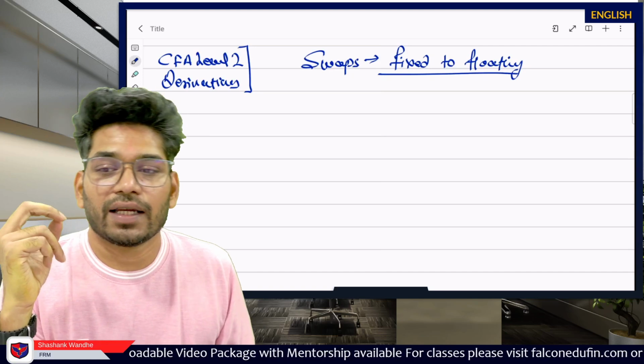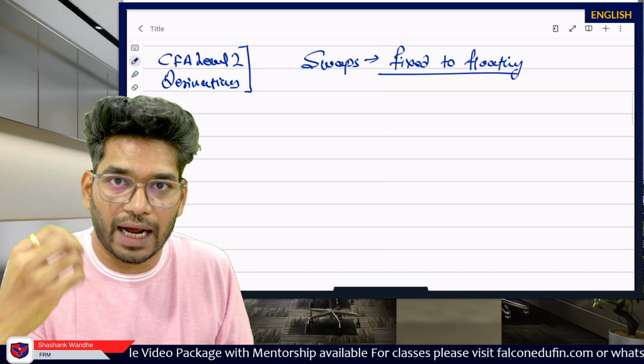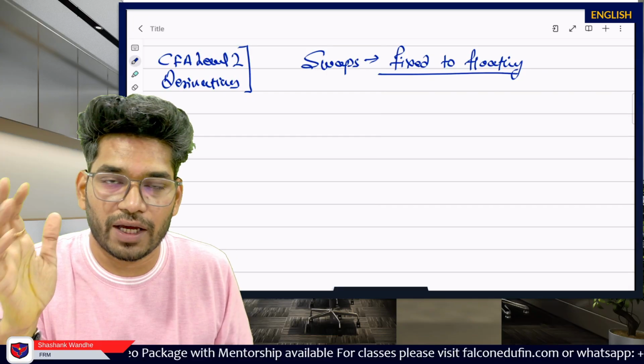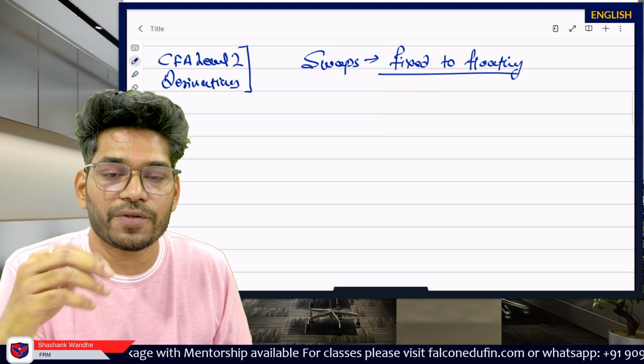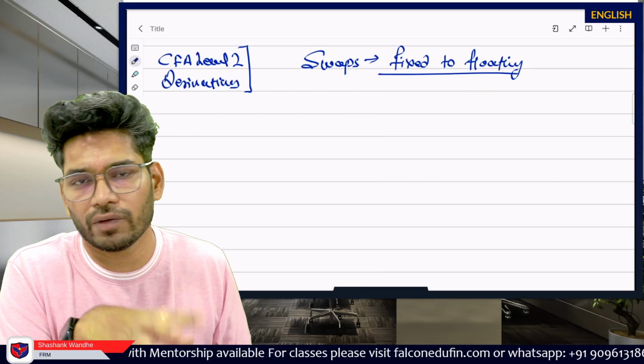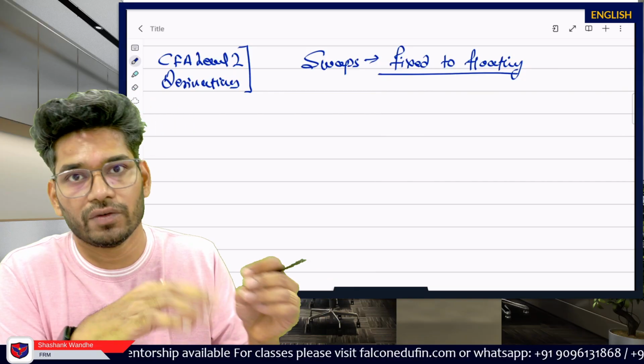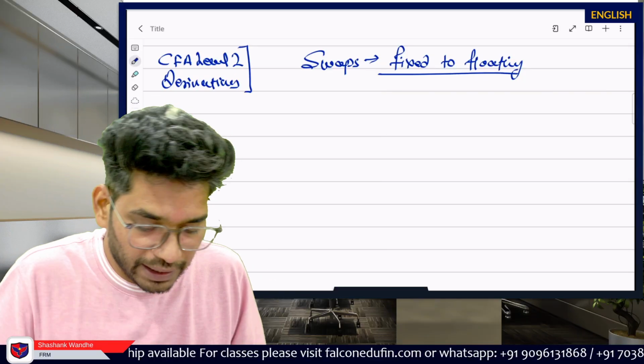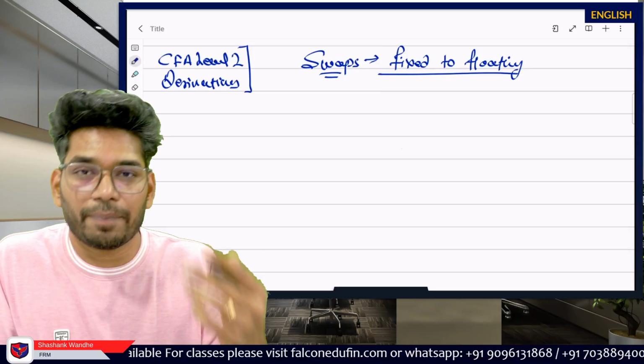Hi friends. Now in this session we will discuss a very important and slightly difficult topic from the CFA Level 2 derivatives section. This is swaps: fixed to floating. So in this video we will discuss only fixed to floating. In the next video we will also see currency swaps. Right? So let's first see the basic idea of a swap.